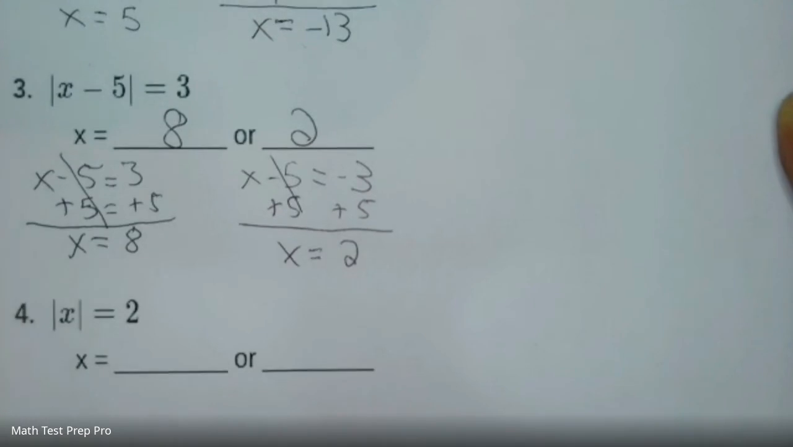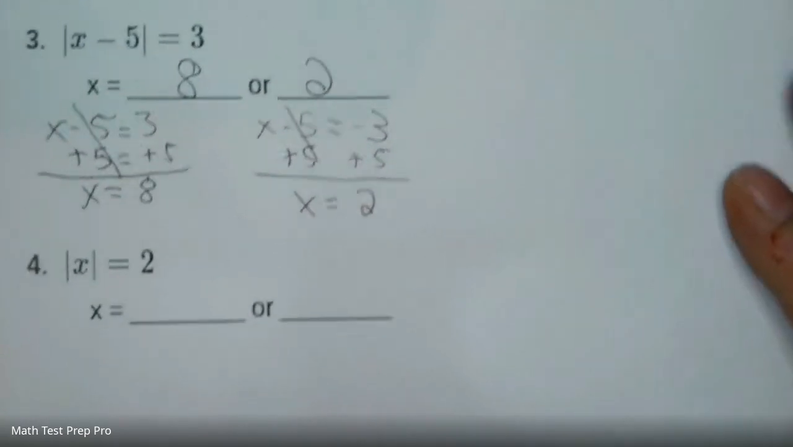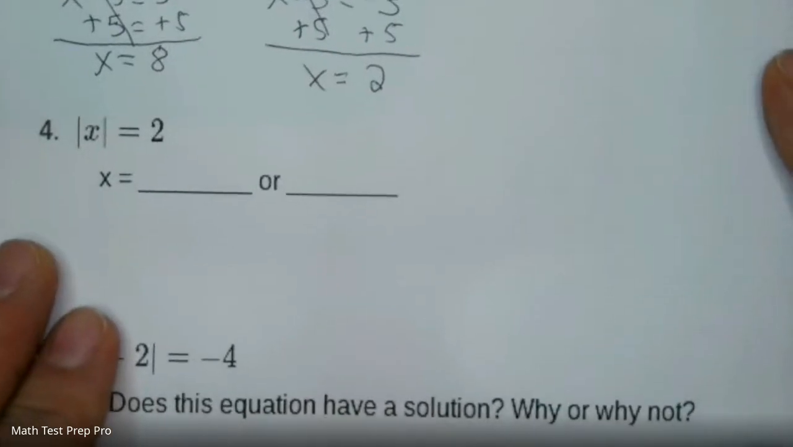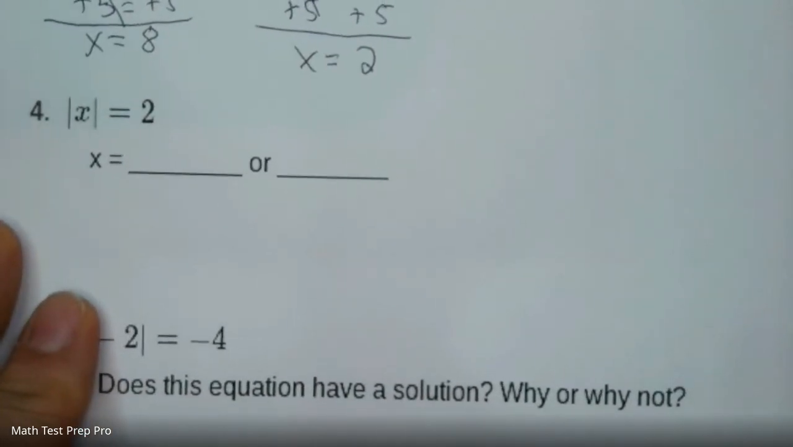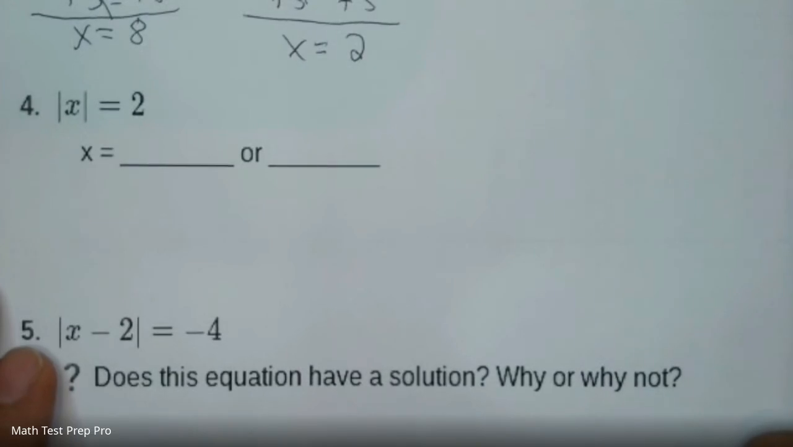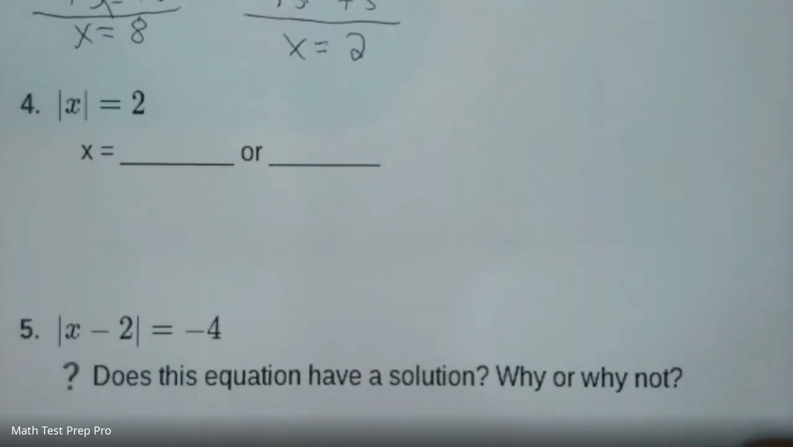Okay, let's go to the next problem. So the absolute value of x equals 2. This is kind of like the problem we started with. These are the simpler, more straightforward problems. So absolute value of x equals 2. We have to use the rule that we started with.